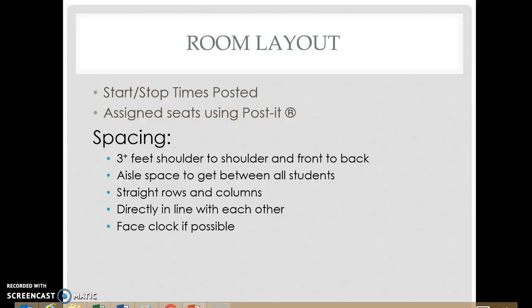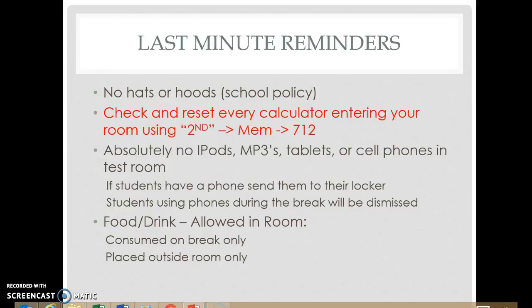Your room layout does require that you post the start and stop times somewhere on a board or using notes. We also have Post-its in the bag, so you can assign seats to your students, and those Post-its will have all of your student names on them. Just a reminder again that spacing needs to be 3 feet, shoulder to shoulder and front to back or greater. You need to have aisle space between all students. They need to be seated in straight rows and columns directly in line with each other. And ACT would love it if they were able to face the clock.